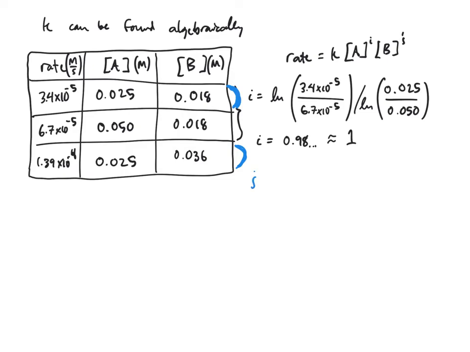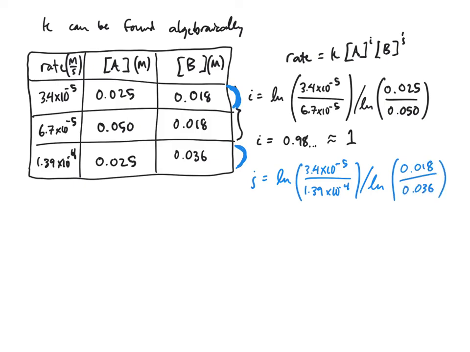Now we're finding j, because as you can see, it's the concentration of B that's changing. This is going to be the natural log of the two rates divided. There's the first one, 1.39 times 10 to the negative 4. And then we're dividing by the changing concentrations of B. Okay? And when we plug that into our calculator, we get something like 2.03. And again, that's so close to an integer that we can just say that's going to be a second order part of the reaction.